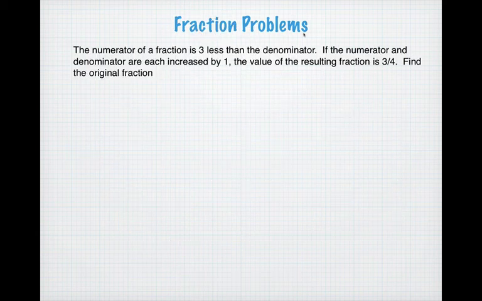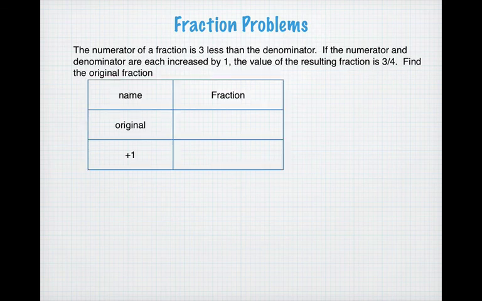So we're working with fraction problems now. Go ahead and write this down as I read it. The numerator of a fraction is 3 less than the denominator. If the numerator and denominator are each increased by 1, the resulting fraction is 3/4. Find the original fraction. Just like before, we're going to start with a chart. And this time we just have these two columns here.